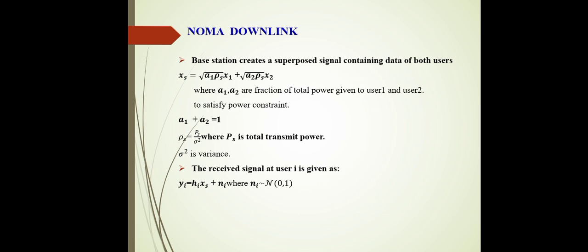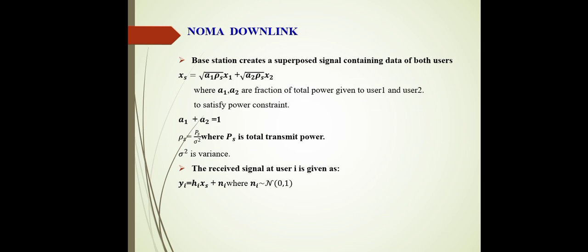So what will happen in NOMA downlink? Suppose the system is NOMA downlink. A base station creates a superimposed signal containing data of both user 1 and user 2. Here x_s is the superimposed signal. It is equal to root under a1 rho_s into x1 plus root under a2 rho_s into x2.